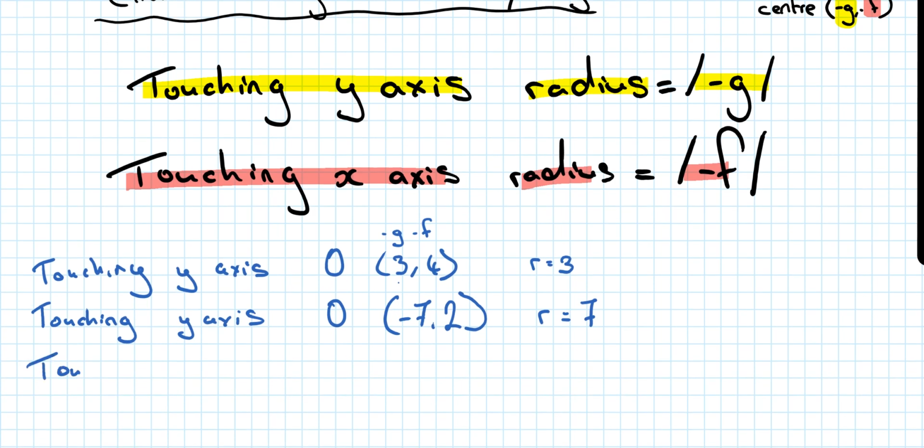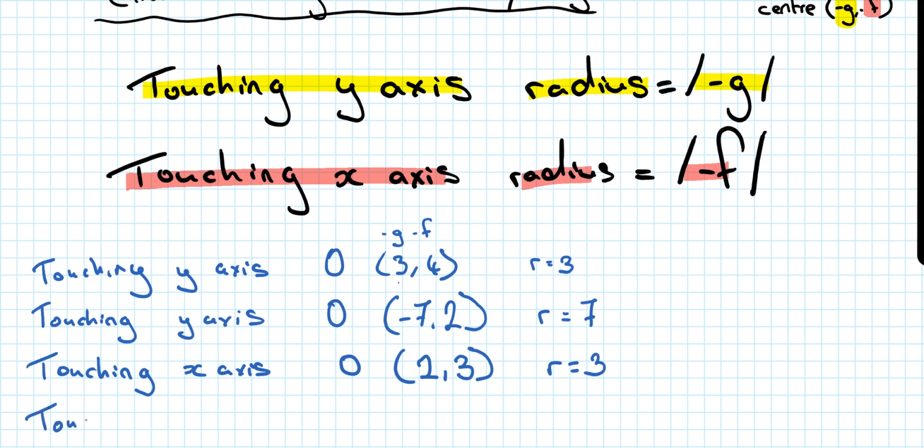What if it was touching the x-axis and its center O is 2, 3? Then its radius is going to be the modulus of, now take your time, it's touching the x-axis, so its radius is going to be the modulus of minus f. Minus f is 3. The modulus of 3 is 3.